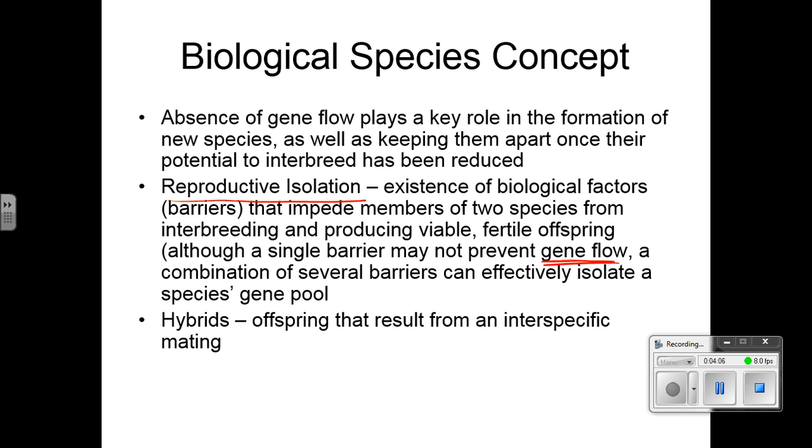Hybrids are offspring that result from an interspecific mating. So these are organisms that are technically not the same species, but they are still breeding together. For example, we know that sometimes dogs and wolves mate. We also know that horses and donkeys can mate. They produce mules. Okay, these are situations where we are creating some kind of a hybrid.